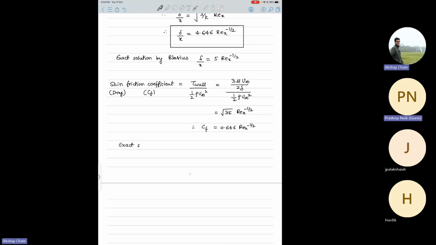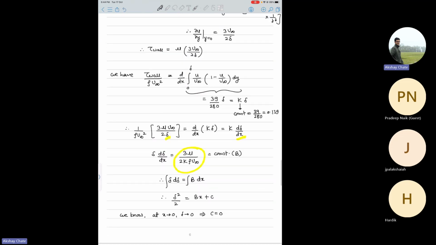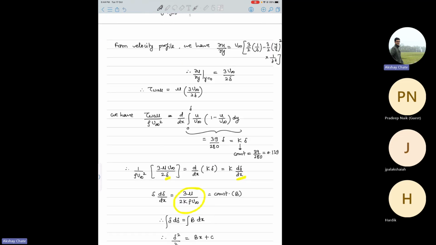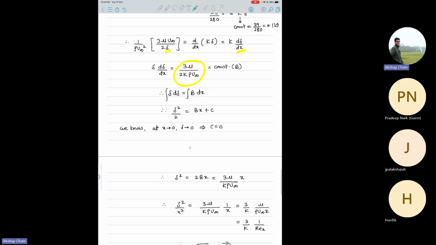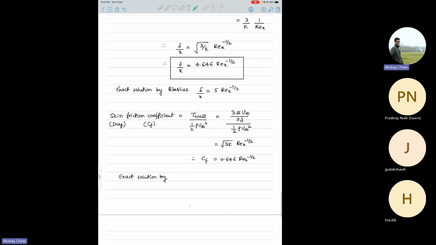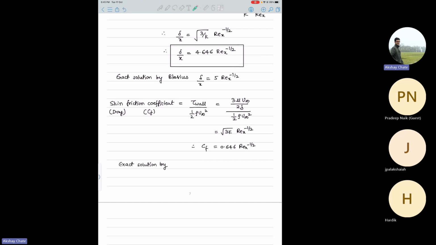Sorry to ask this question, but where is this K coming from? This K actually came from the last class, where we solved for the displacement thickness. So don't worry about it, it's just a number. If you put in the value, you get the result. I don't want to write 0.139 everywhere, so that's why I'm just putting K here.